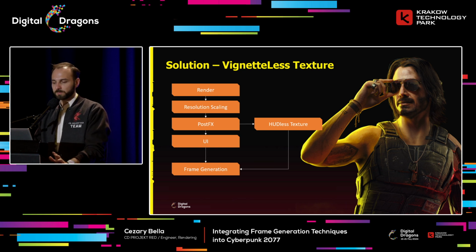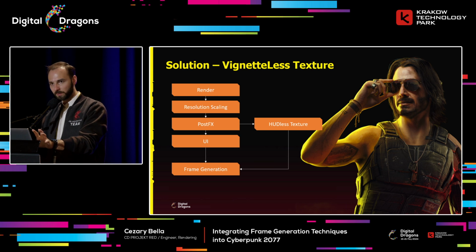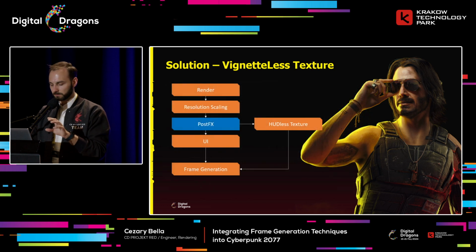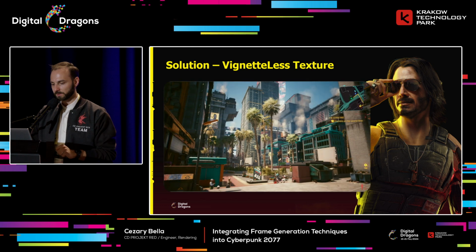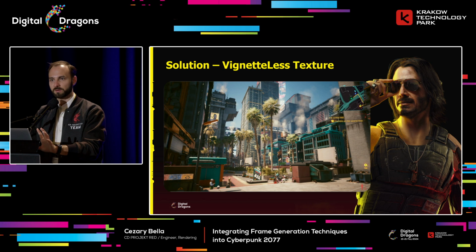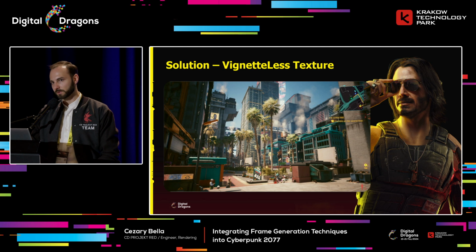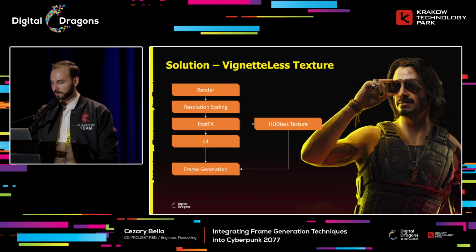So we came up with the idea of a vignetteless texture, as I tend to call it. That's our pipeline that we already had, right? We already have our headless texture generated out of the post effects before we draw the UI. So we extended the behavior in order to actually have it. I'll talk about it in a second. So that's the frame that we want to have. That's the frame without frame generation, with the vignette and everything working properly, so there are no artifacts and anything.